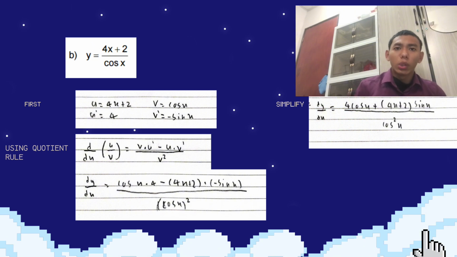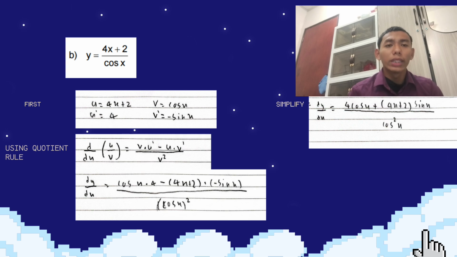In this question, we will use the quotient rule, which is the formula d over dx of (u over v) equals (v times u prime minus u times v prime) over v squared. After we write the formula, we just type in the numbers that we did just now, which is dy over dx equal to (cos x times negative 4, minus (negative 4x plus 2) times negative sin x) over cos squared x.